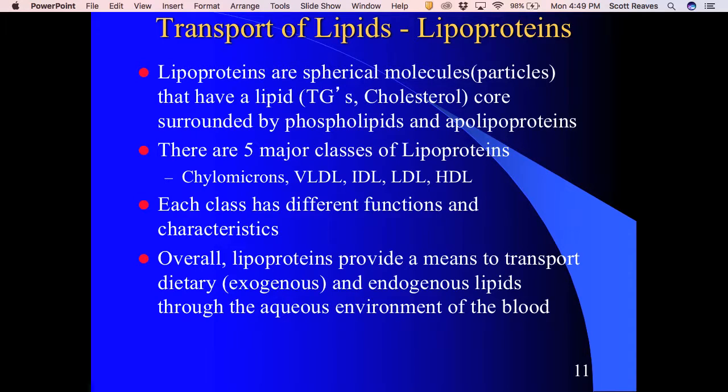Now there are 5 major classes of lipoproteins. There's more subclasses. One of those classes is chylomicrons. The other 4 are VLDL, IDL, LDL, and HDL. Very straightforward, right? We should have sued the people that came up with this nomenclature. And the only reason it makes any sense is because that's how you separate the particles. You separate by ultracentrifugation, so they have different densities.